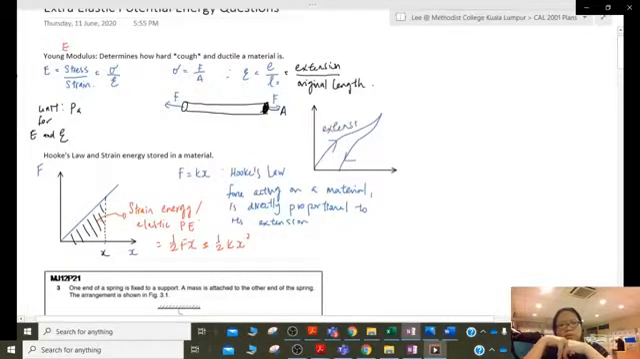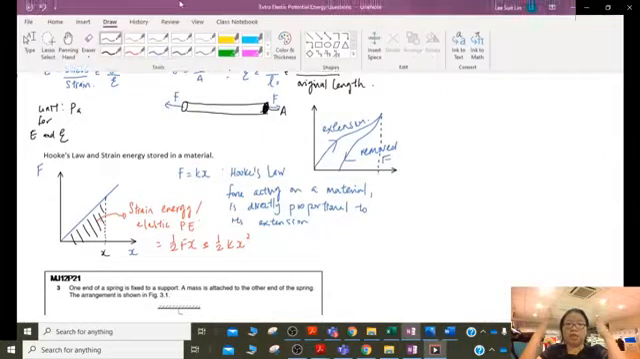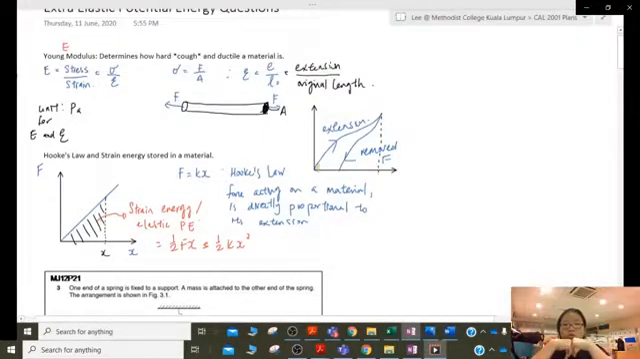So this one is the extension, okay? And this one is when you remove the force. So maybe you stretch a material like plastic or rubber, and then after you remove the force, it cannot return back to the original length.